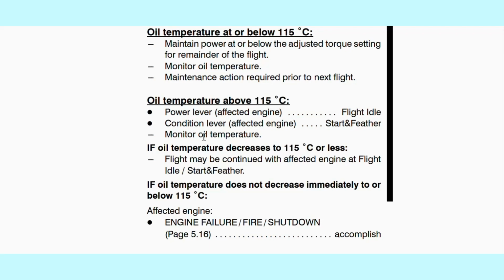And now if the oil temperature decreases, then you just continue the flight the way it is at that setting. So the power lever will be at flight idle, the condition lever at start feather, and you just continue your flight, of course liaising with maintenance. But if the oil temperature has not decreased after all these actions you've done, now we come back to the final resort, which means to shut down that engine.